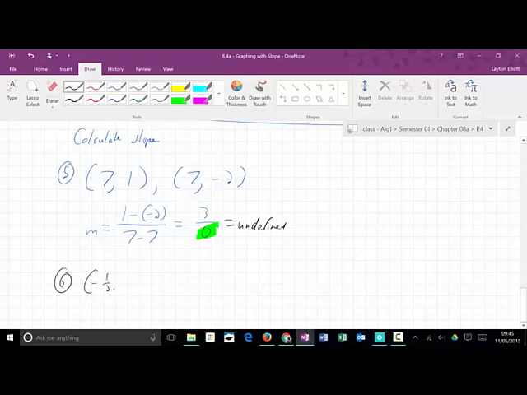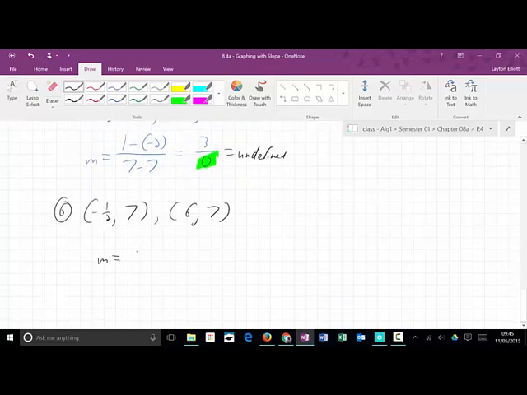Let's take (negative 1/2, 7) and (6, 7). And if I calculate a slope on that, I get 7 minus 7 over negative 1/2 minus 6. And I get 0 over something. Now, negative 1/2 minus 6 is the same as negative 1/2 minus 12 halves, or negative 13 halves. But that doesn't matter as much because 0 divided by any non-zero number is equal to 0. And we can say slope is 0. And that's perfectly fine.